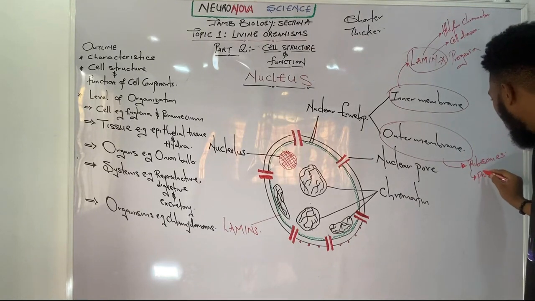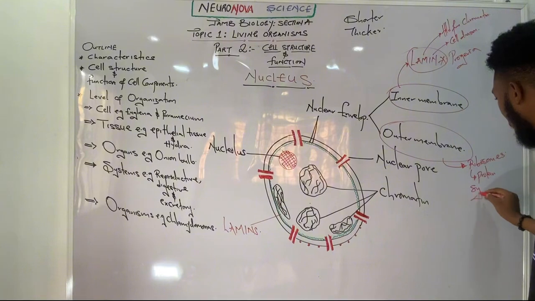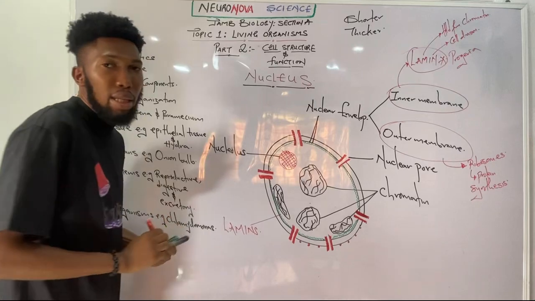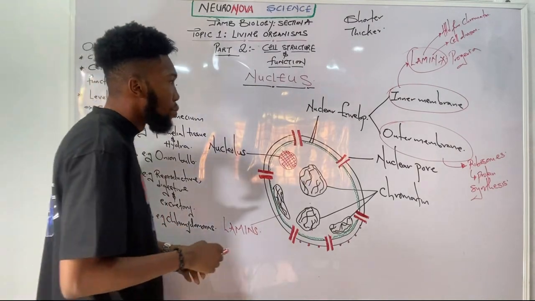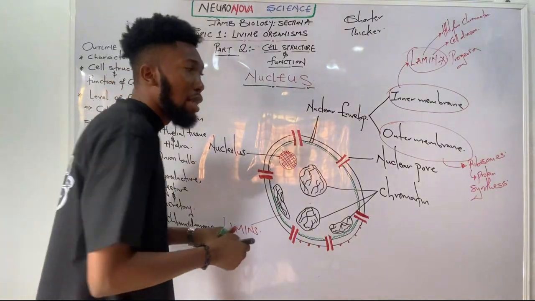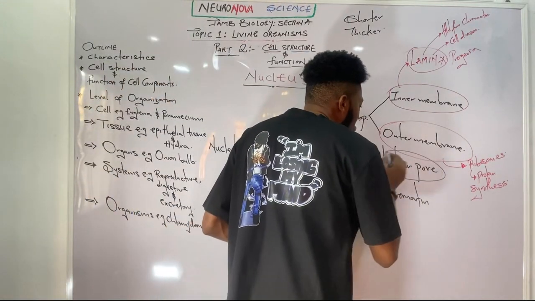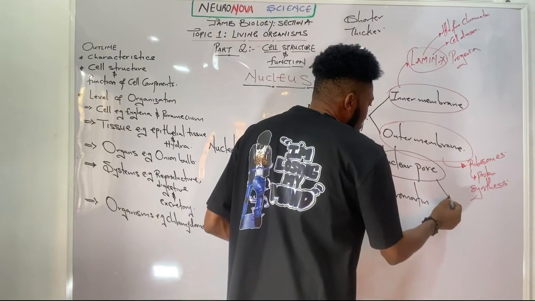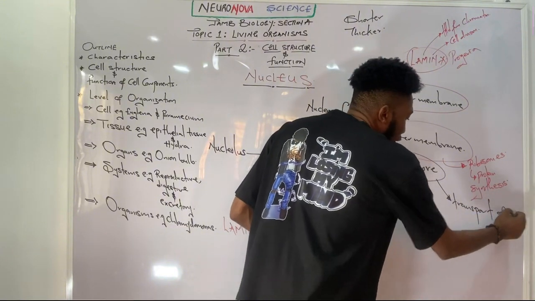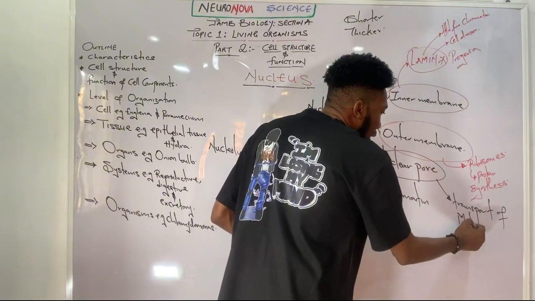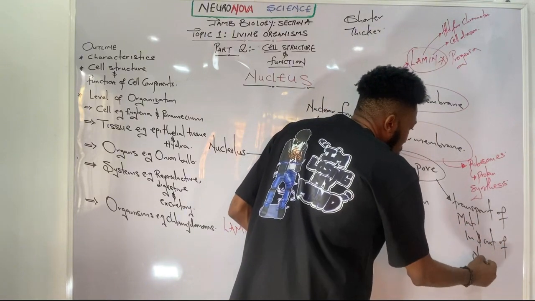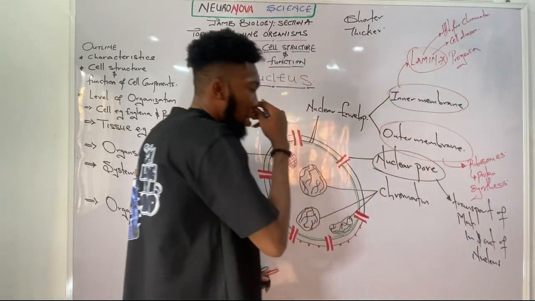So protein synthesis, that's what it does. It helps you to synthesize protein. Now, how about the nuclear pore? Basically, the nuclear pore just aids in what? Transport. It helps in allowing transport of materials both in and out of the nucleus. So materials can enter into the nucleus and materials can go out of the nucleus.